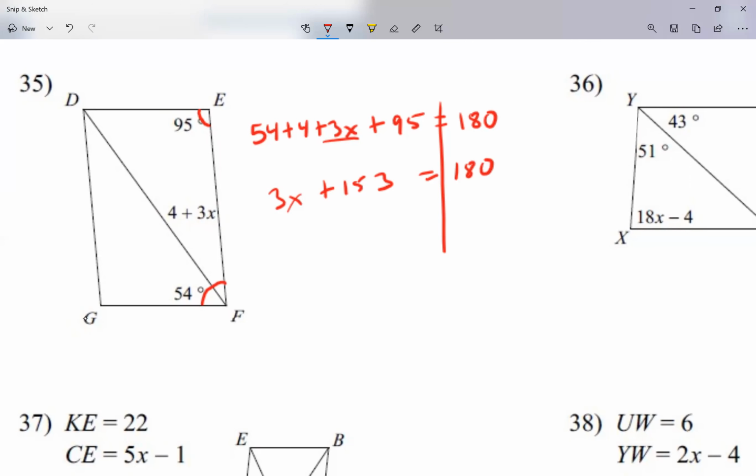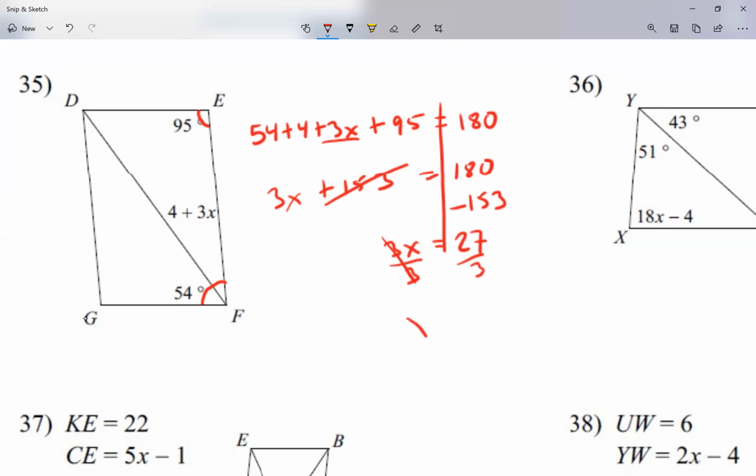Okay. To get the 3x by itself, let's cancel the plus 153. Let me write it on the other side as a minus 153. So I get 3x is equal to, now 180 minus 153 is 27. To get x by itself, let me divide both sides by 3. So x in this case is equal to 9.